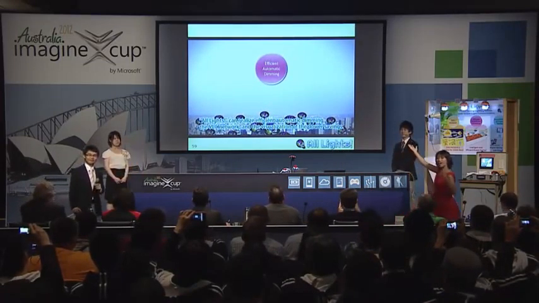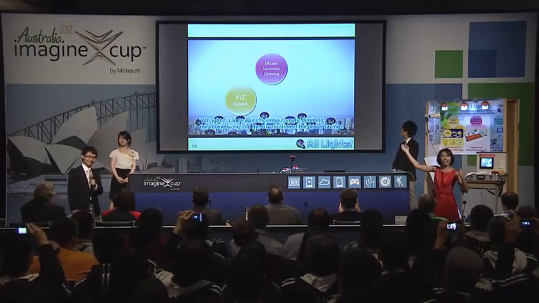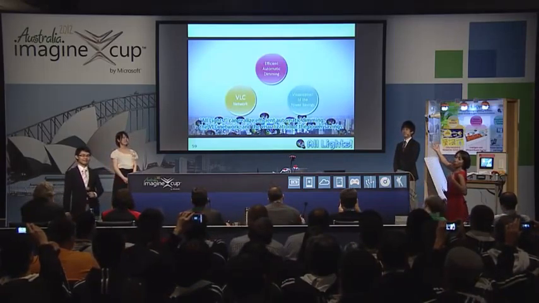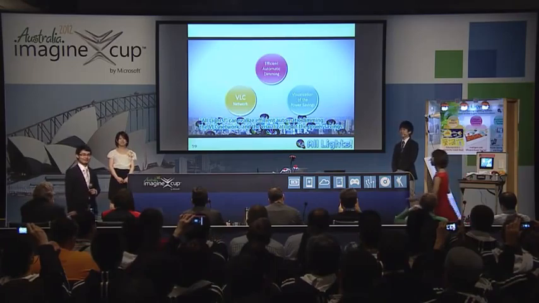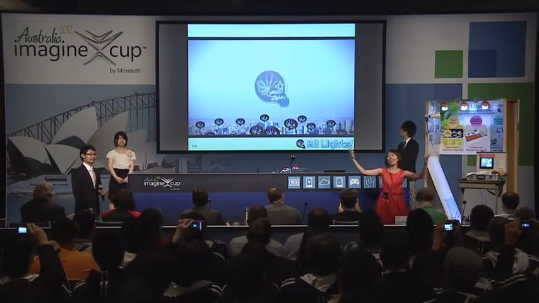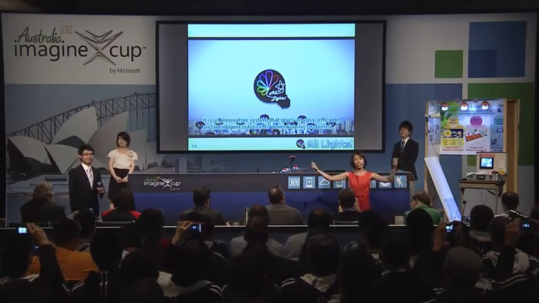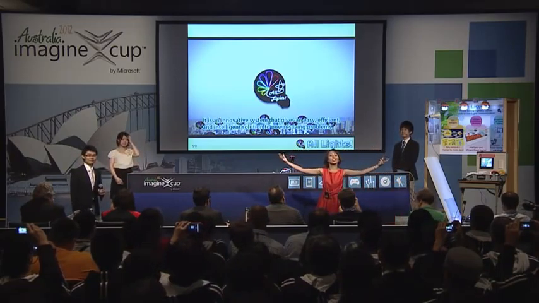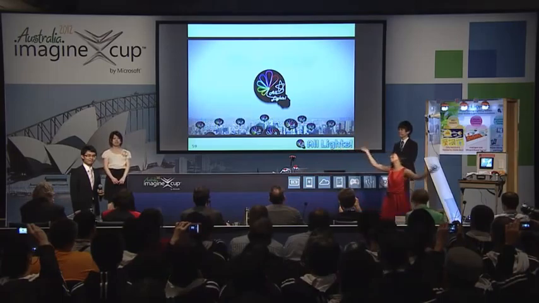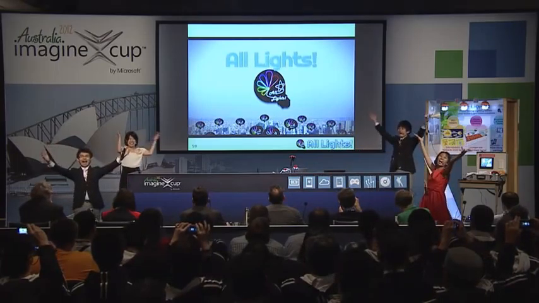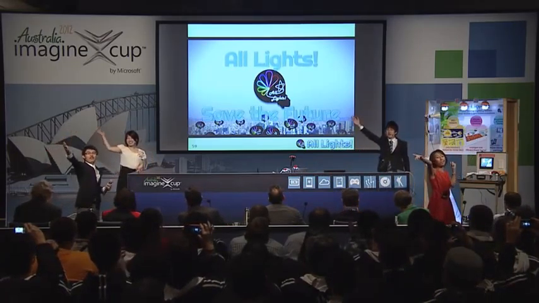Efficient automatic dimming, the VLC network, and visualization of the power saving. All Lights is an innovative system that gives an easy, efficient, and intelligent solution to power saving problems. All Lights, save the future!